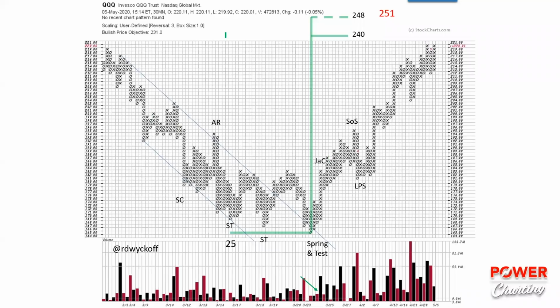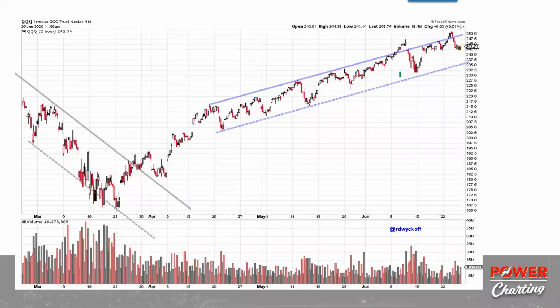So here is the Qs, and this was a point and figure chart that I did back in the March period. As the market was rallying through the beginning of May, we had a count that goes 240, 248. We hit a high of 251, and we have turned off of that. So, fulfilled point and figure counts in the Qs. This count could potentially be larger. We'll keep an eye on that.